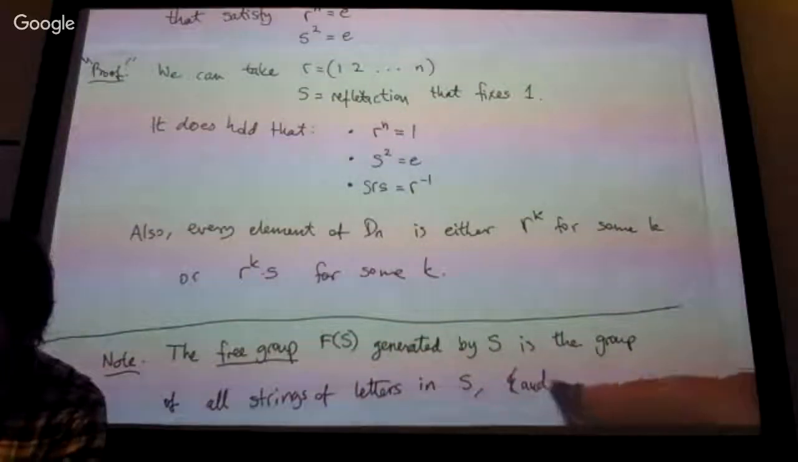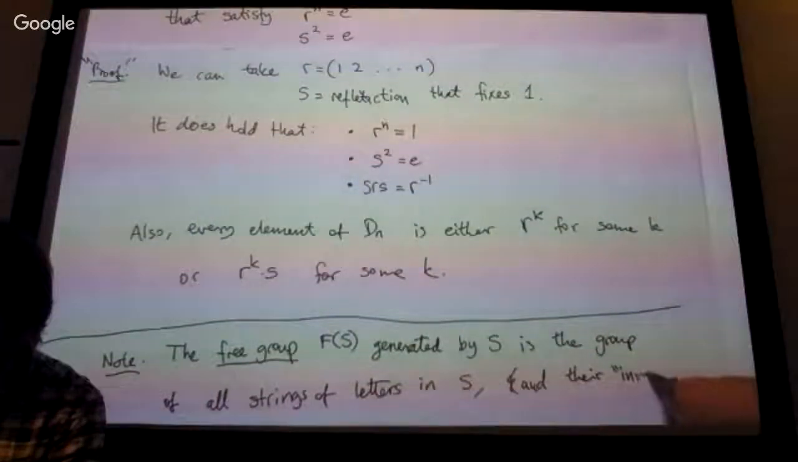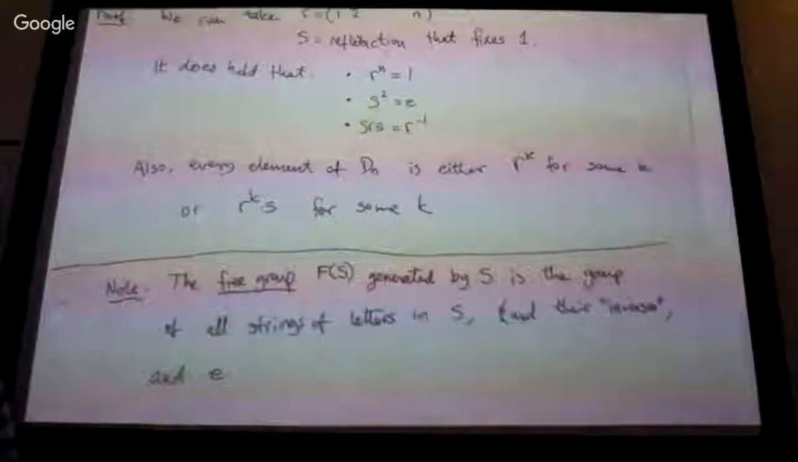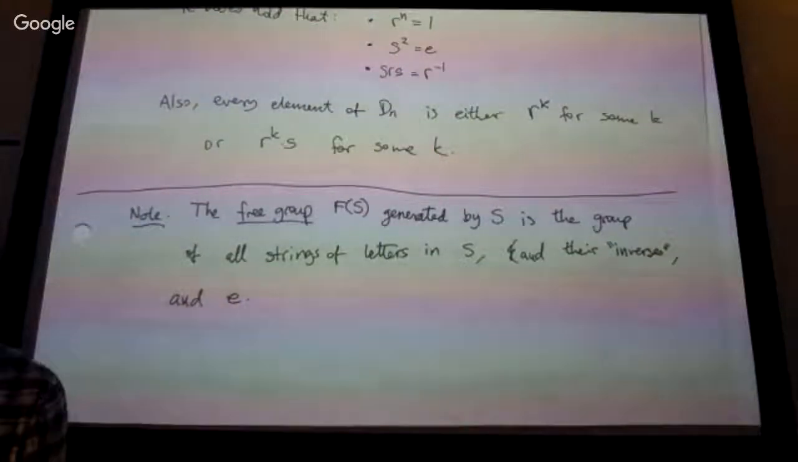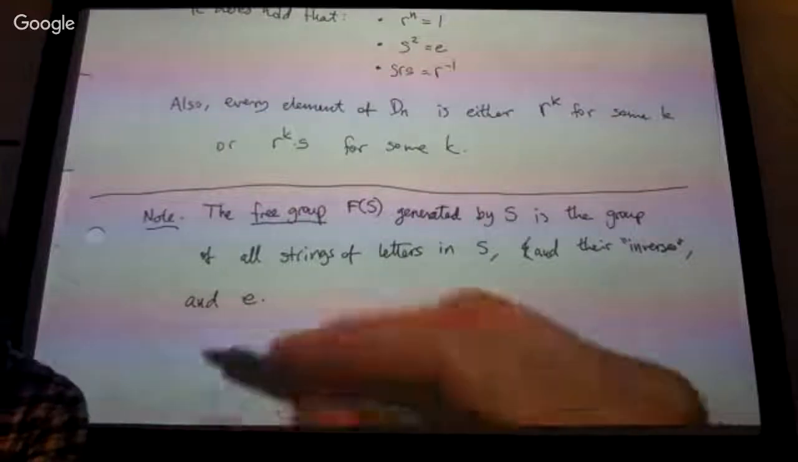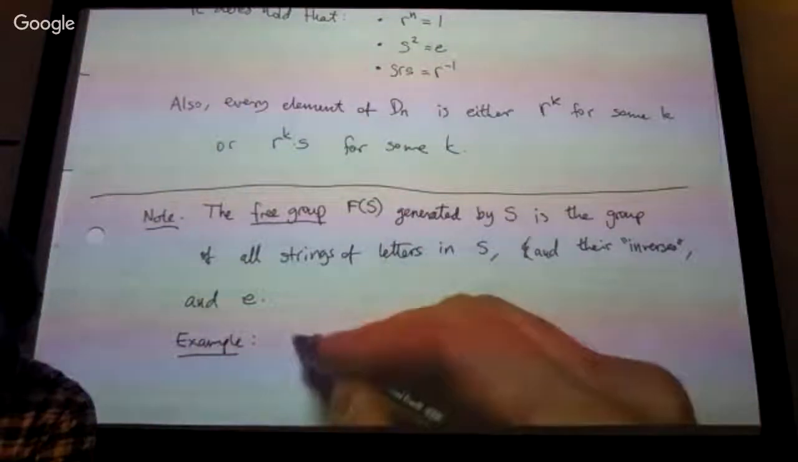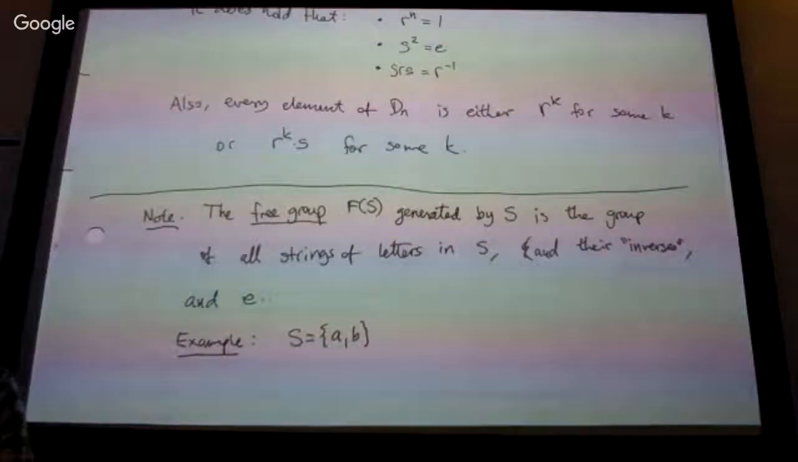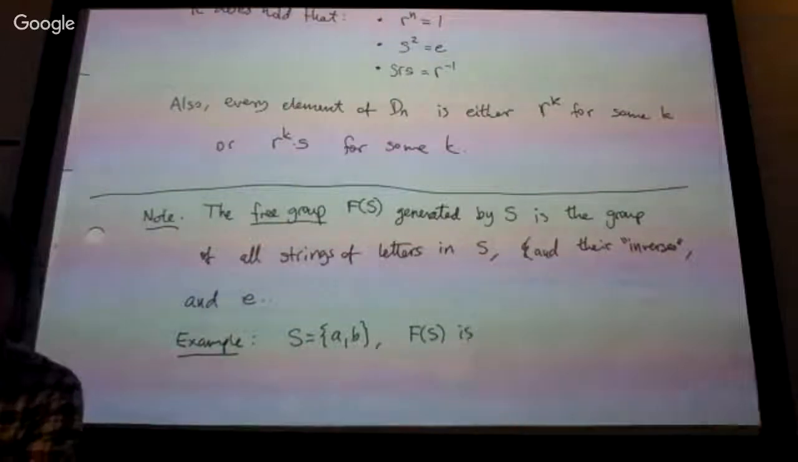And their inverses and the identity. Okay, so now for example, if S is {a, b}, then well, F(S) is an infinite group, so I can't list all the elements.